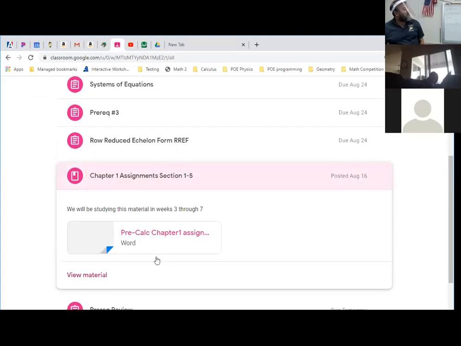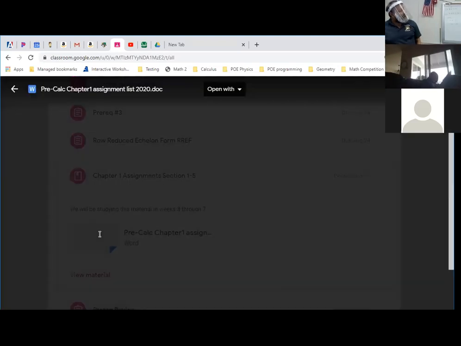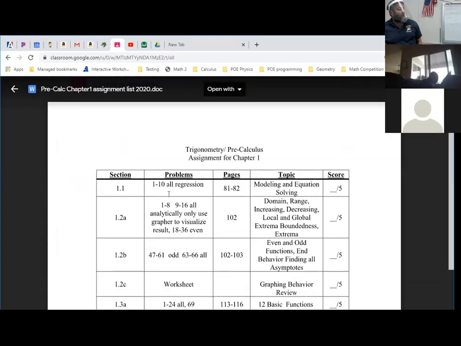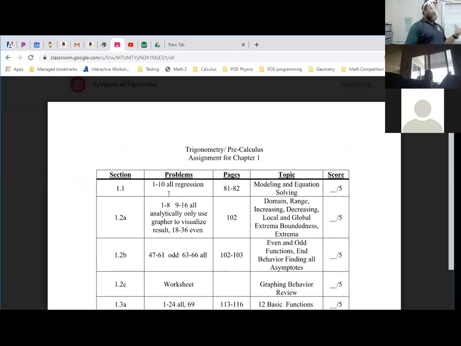This is the assignments for chapter 1. What I would like you guys to work on is 1.1. Now it's called regression analysis, and regression analysis literally means you're going to try to take data and try to see if you can model that data as an equation. People do that in science.